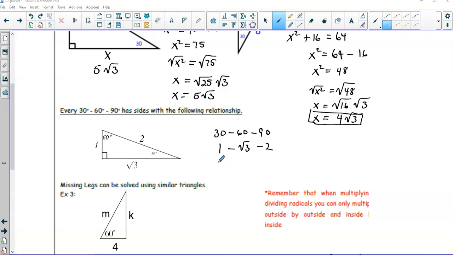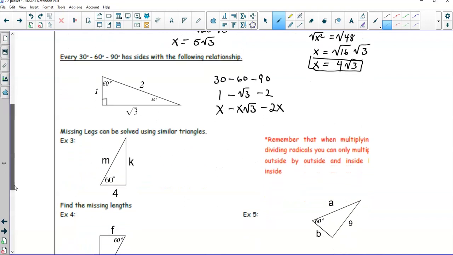Another way we can write this is that we could say, well, this right here is x. This right here would be x times the square root of 3, and this one would be 2x. So probably you either see it this way on the formula chart or you'll see it this way. Either way, it's nice to see.